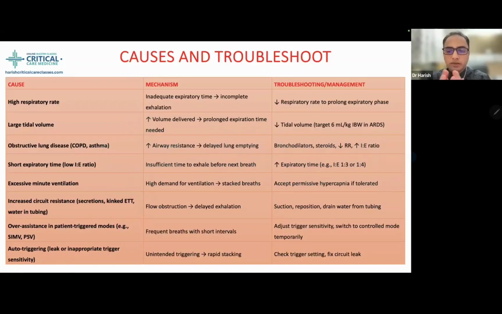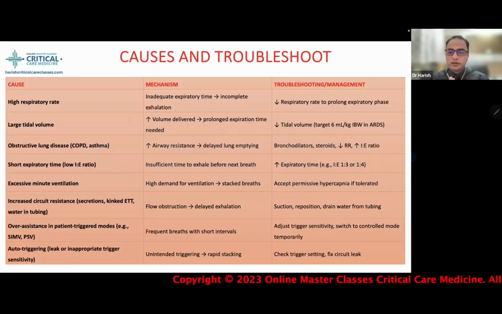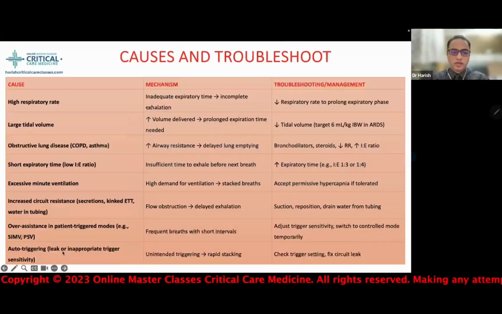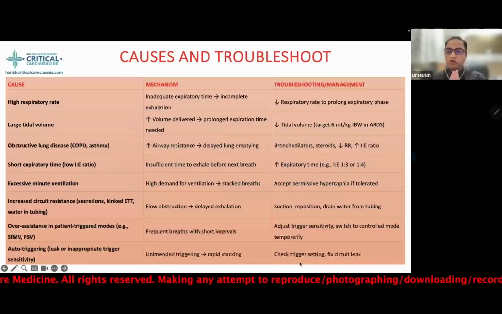So sometimes we need to accept permissive hypercapnia. If there is a problem with secretion, kinked endotracheal tube, or water in the tube, you need to take care. For over assistance in patient triggering, adjust the trigger sensitivity, switch to control mode temporarily. If auto triggering is there because of leak or inappropriate triggering sensitivity, check the trigger setting and fix the circuit leak.